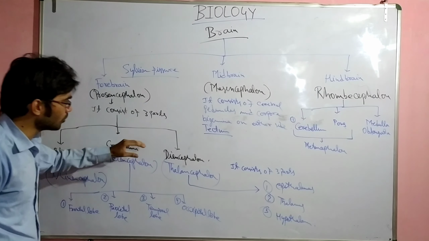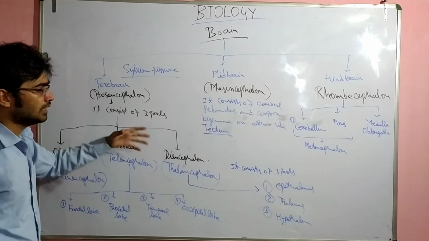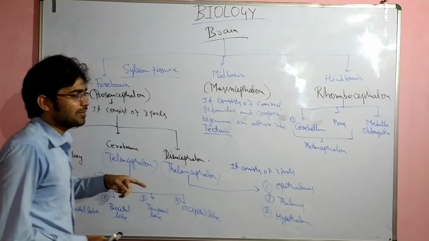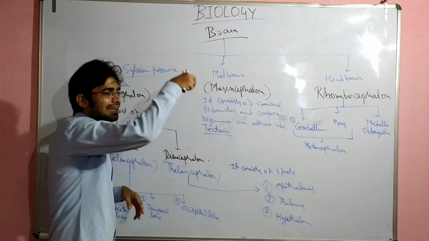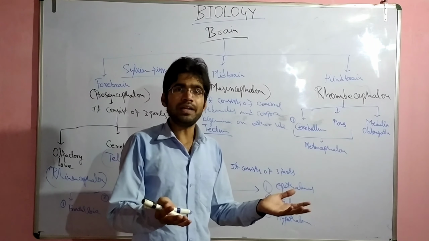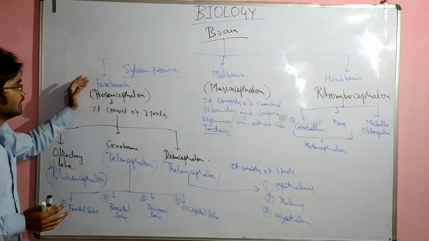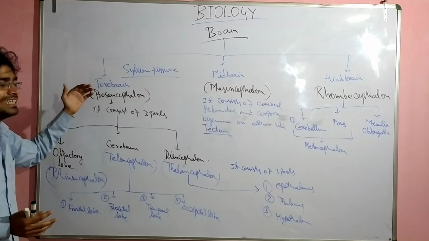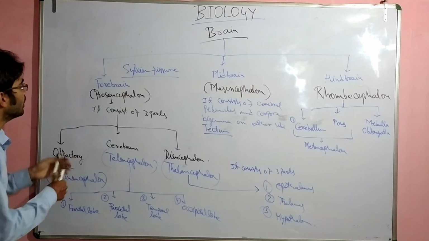One important thing I want to tell you about the matters of the brain. There are two matters present in the brain. They are known as gray matter and white matter. In the brain, the white matter lies inside and gray matter outside. So the forebrain contains cerebral cortex and cerebral medulla.